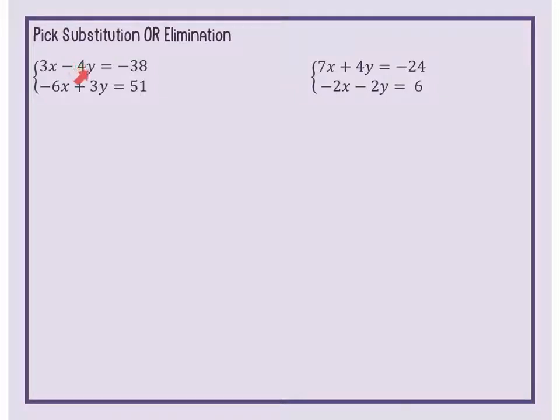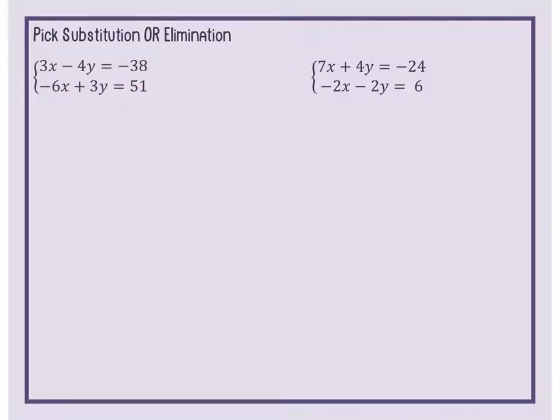If I solve for y, I have to divide by 4. That does not divide by 4. If I solve for x, I need to divide by 3. That does not divide by 3. So this one is very, very ugly for substitution, okay? And that goes on both of these. So I'm going to choose the elimination method.